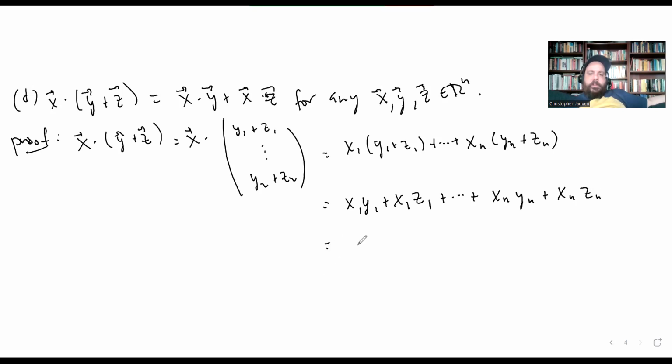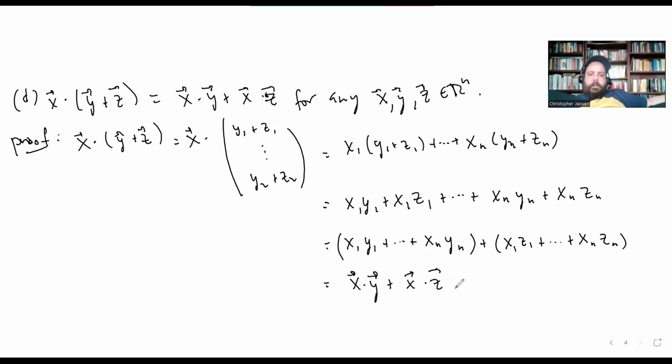And there's also a commutative law, so I can rearrange this sum of products. And the first sum in the parentheses is x dot y. The second one is x dot z. Right, so that proves the four properties that he has listed for the dot product. Let me go back to the notes.